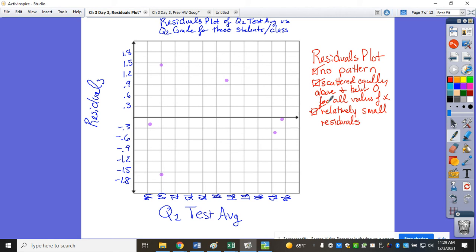If we are dealing with something like GPA, would these be okay residuals for a GPA? If I missed your GPA by 1.5 points, that's not good. So this always changes based off what the context is for our Y. That's what that is asking about. That's what relatively means.